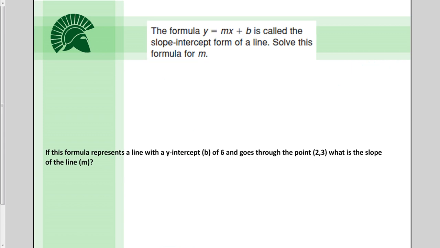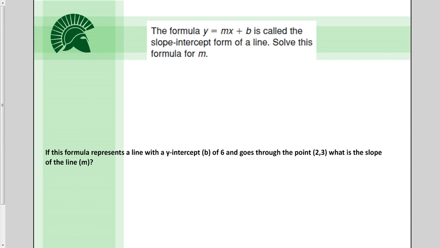In the last problem, we're looking at an equation that might be very similar to something you've seen, and we're going to use this equation later on in the year, in geometry and algebra 2. So it's a good time to look at it in its normal form. It says the formula y equals mx plus b is called the slope-intercept form of a line. Solve this for m. Sometimes in a problem, you'll actually have to solve this for the slope.